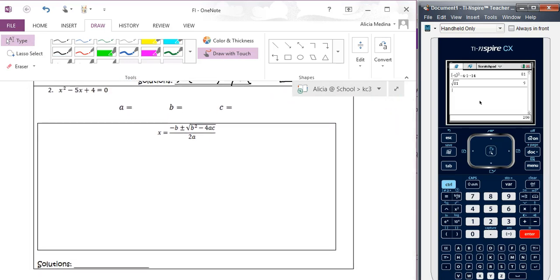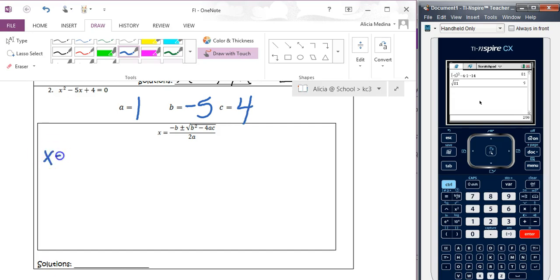x squared minus 5x plus 4. Yep, that's in standard form. Everything's over on that side, and it's equal to 0. So go ahead and identify what a, b, and c are. A is 1, b is negative 5, and c is a positive 4. I'm going to go ahead and substitute that into my quadratic equation.